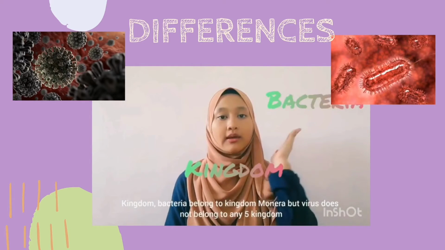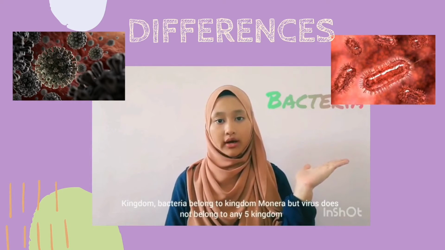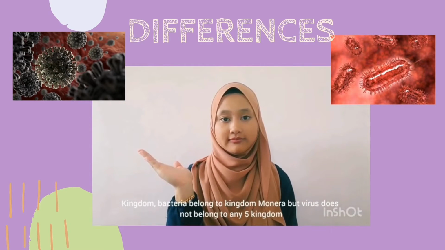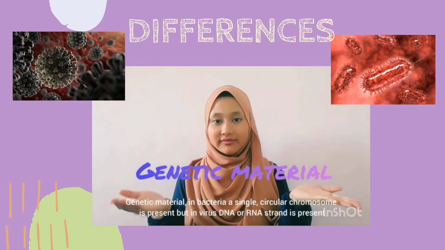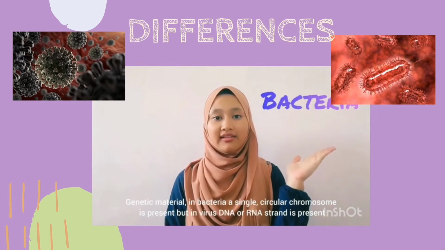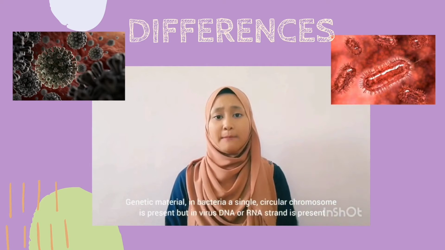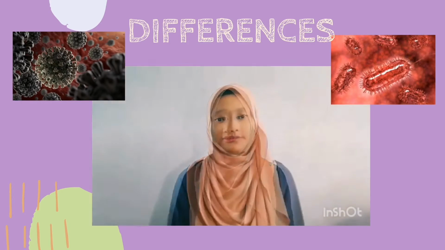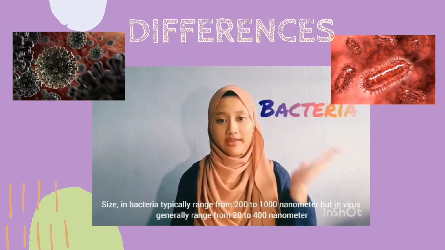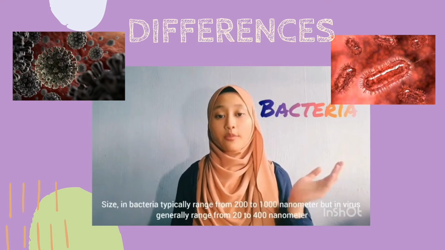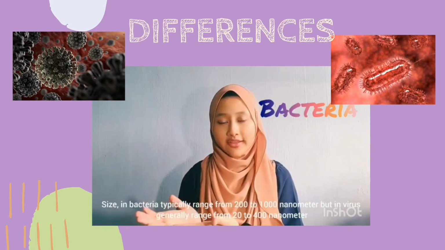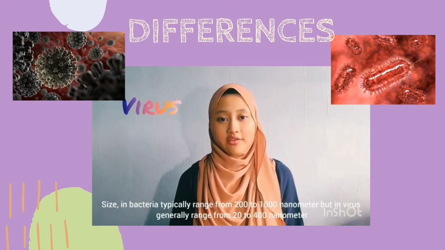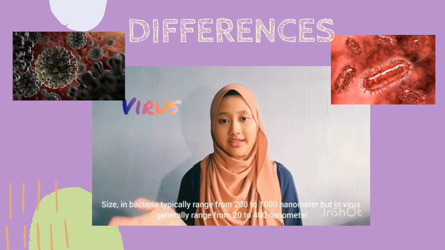Kingdom: bacteria belong to kingdom Monera, but viruses do not belong to any of the 5 kingdoms. Genetic structure: in bacteria, a single circular chromosome is present, but in viruses, a DNA or RNA strand is present. Size: bacteria typically range from 200 to 1000 nanometers. Viruses generally range from 20 to 400 nanometers.